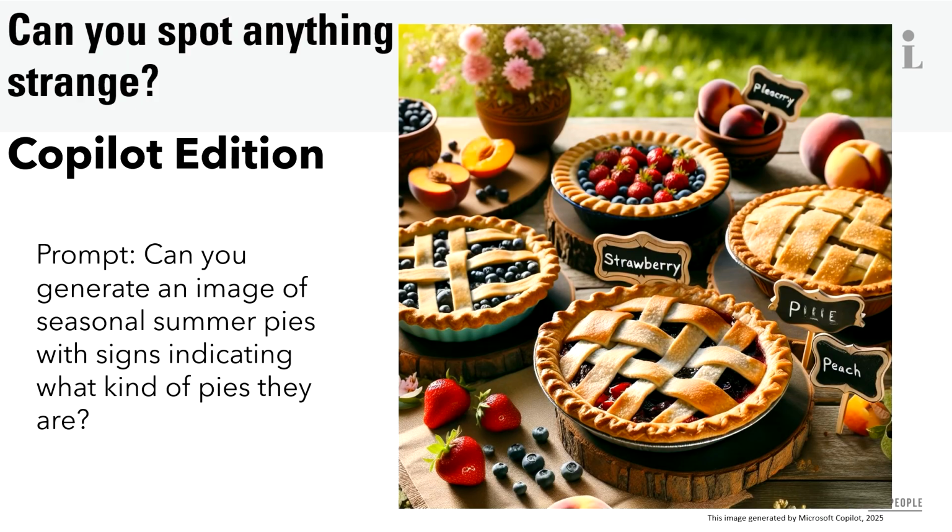So for this, we're going to be comparing Copilot and ChatGPT, both creating an image based on the prompt: Can you generate an image of seasonal summer pies with signs indicating what kind of pies they are? Just take a moment, see if you can find some inaccuracies in this image. I don't think it'll be too hard.